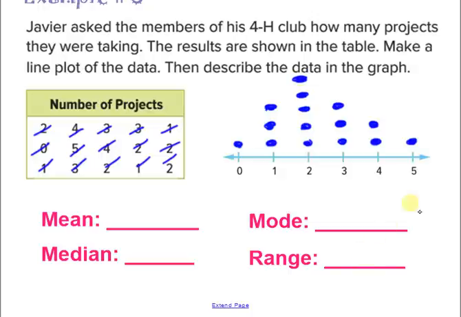So let's start with our range. Our largest number is 5, our smallest number is 0. 5 minus 0 is 5. Our mode is the number that appears most frequently. That's going to be 2.